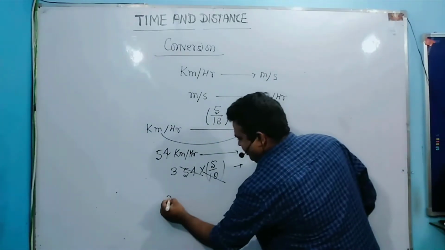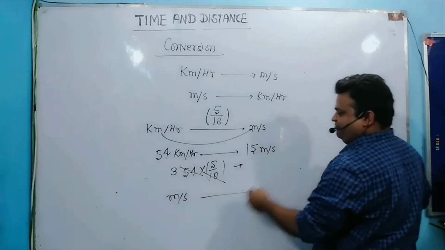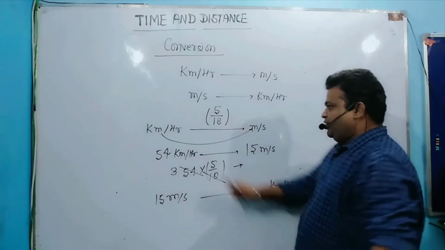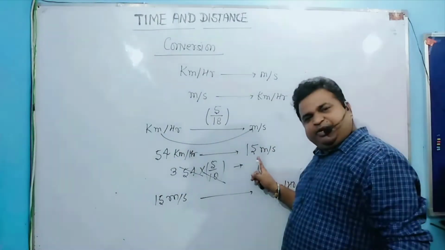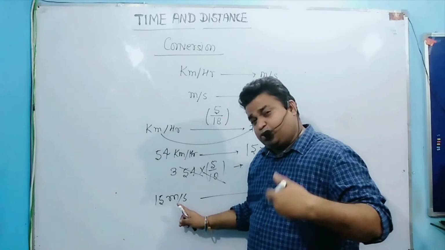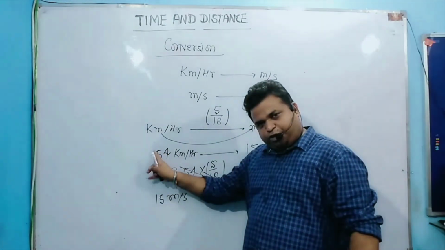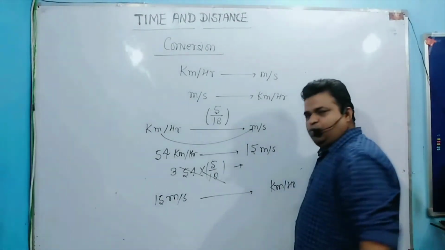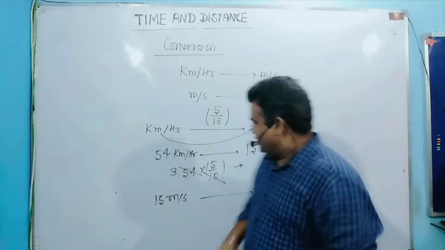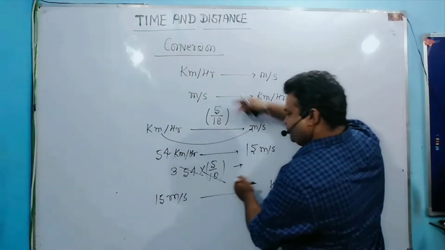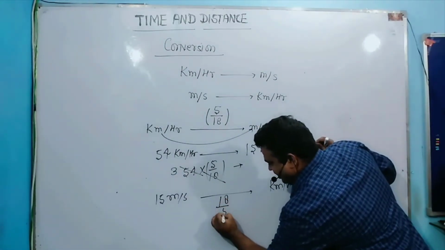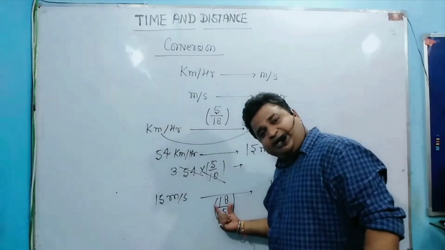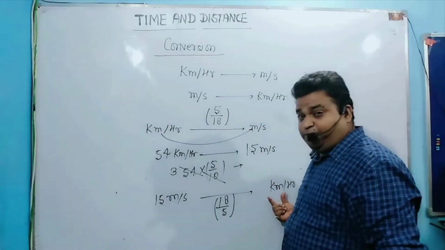Look at the board. Now I am giving the same value, 15 meter per second, to convert into kilometer per hour. Since I know 54 kilometer per hour is equal to 15 meter per second, then 15 meter per second is equal to how much? It must be 54 kilometer per hour. Then how do you convert this time? What is my multiplying factor? You just reverse this value, just reciprocate it. In this case, 18 by 5. If you multiply your meter per second value by 18 by 5, you will get the value in kilometer per hour.